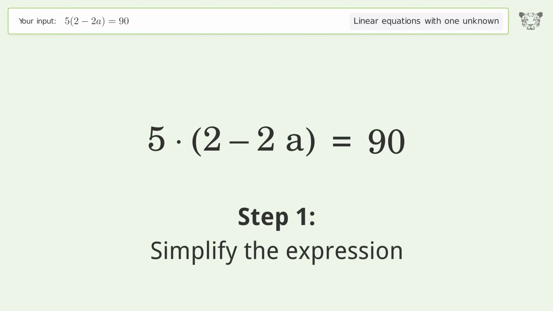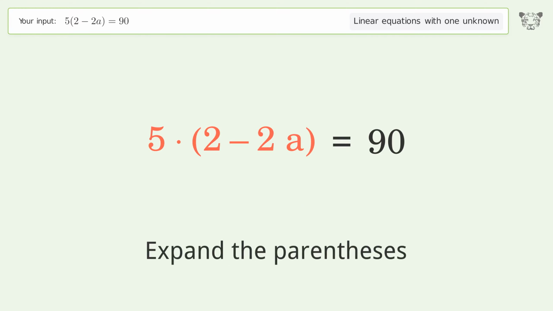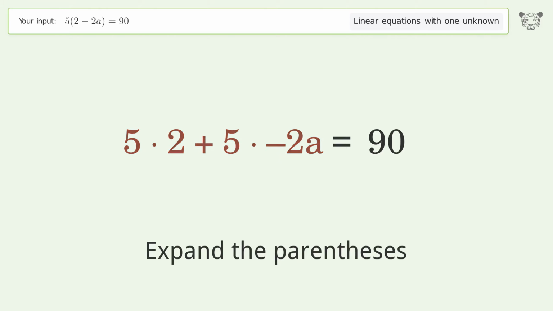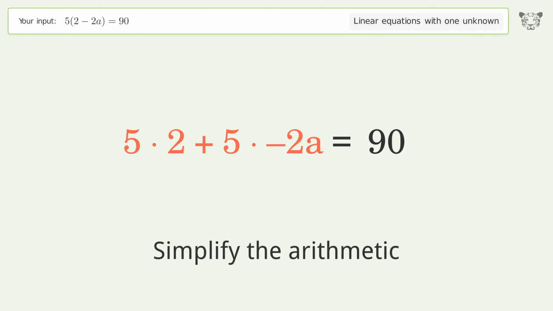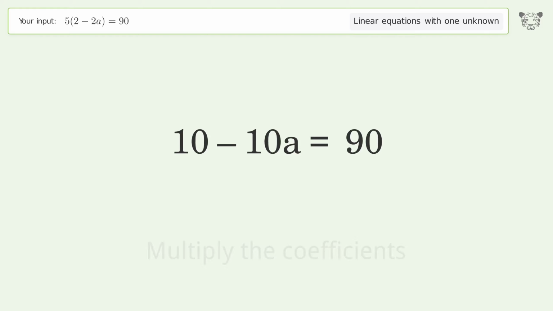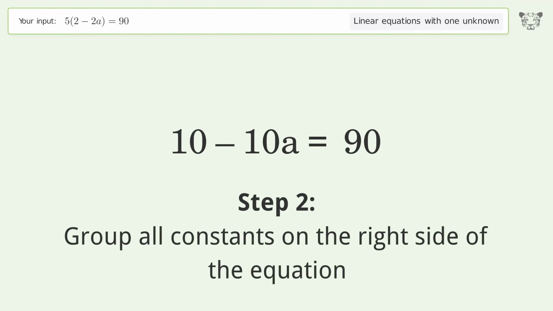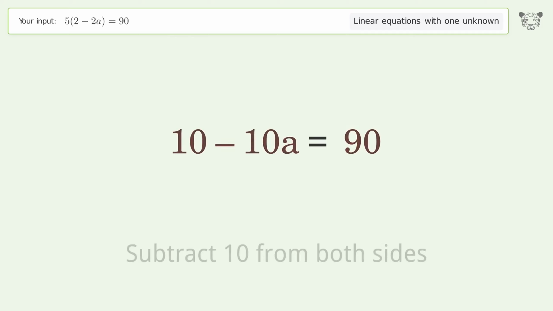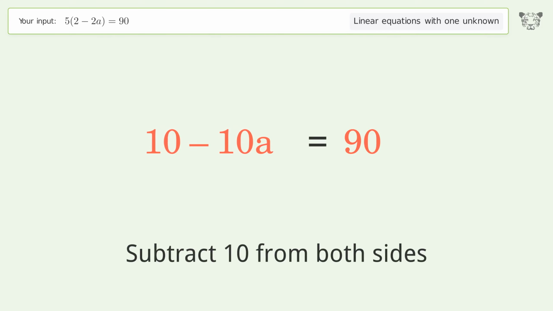Simplify the expression. Expand the parentheses. Simplify the arithmetic. Multiply the coefficients. Group all constants on the right side of the equation. Subtract 10 from both sides.